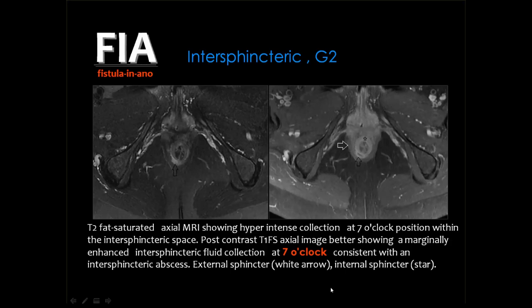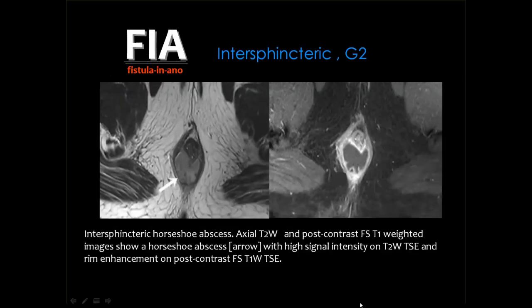But if you inject contrast material, this is a different example where you see an intersphincteric fistula at 7 o'clock. And if after injection of contrast you get a marginally enhanced lesion, this is an abscess. An abscess or side branch makes the grading grade 2 instead of grade 1. But in this case, the abscess is very well delineated here, and you see a horseshoe abscess posterior to the anal canal and enclosed between the sphincters.